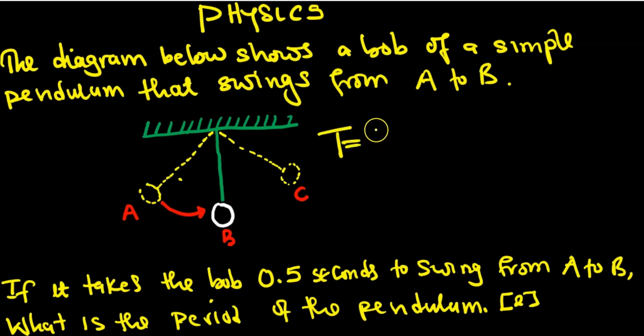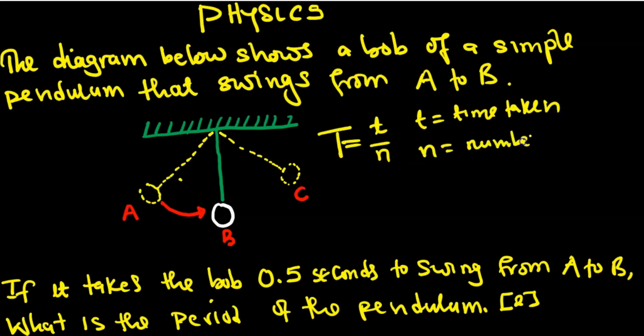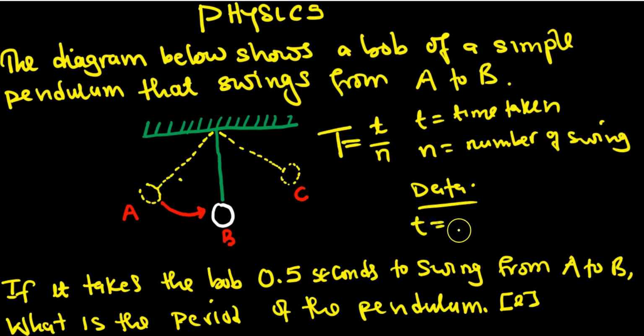How do you calculate it? T is equal to time taken divided by N, the number of swings. So what information are we given in this question? We are given the time taken for the bob to move from A to B, and that is 0.5 seconds. What are we looking for? We are looking for the period.